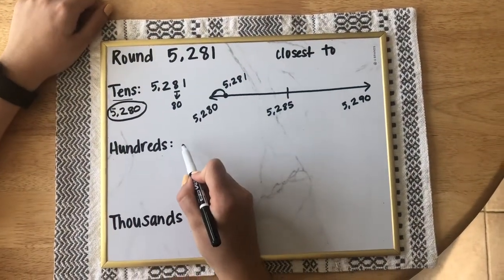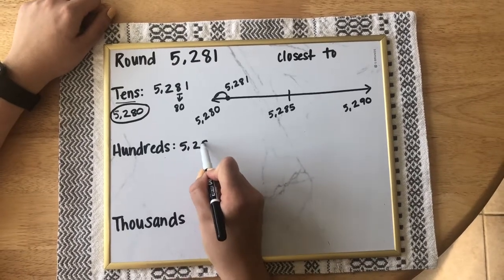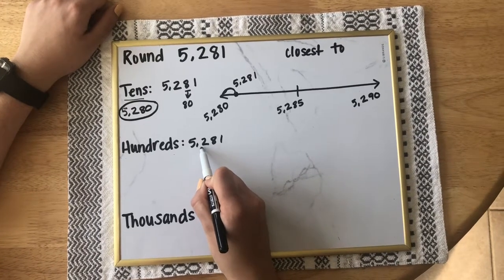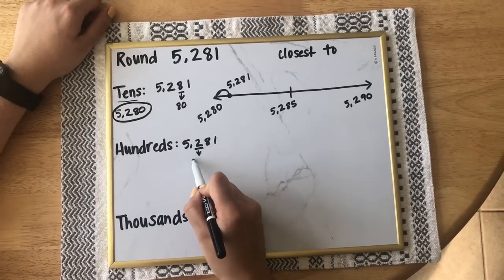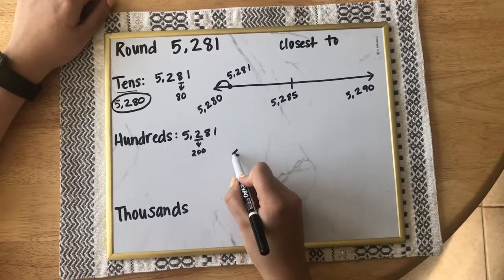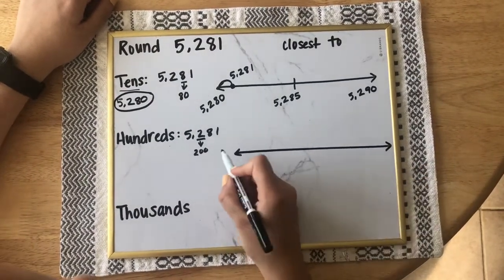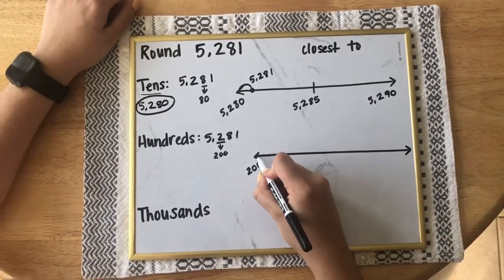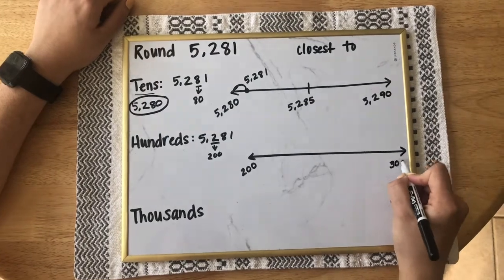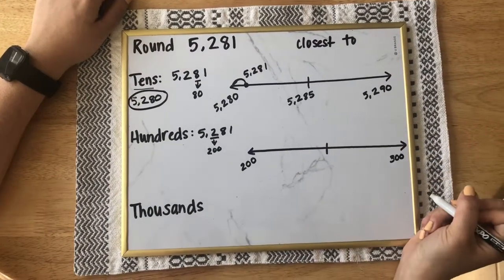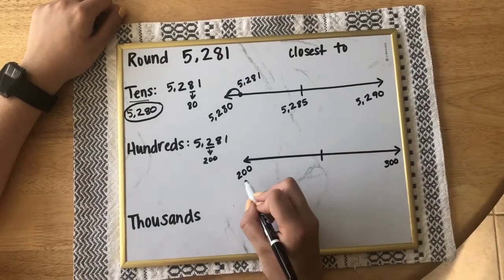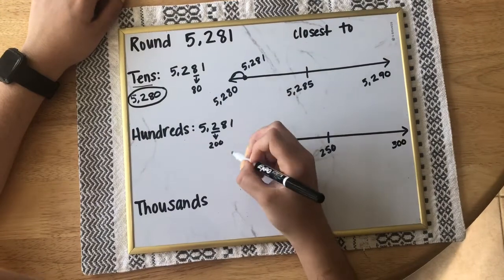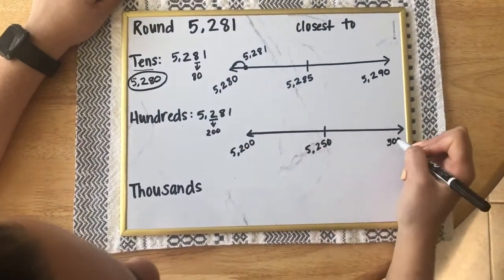Same thing is going to happen when we're looking at our hundreds. This time though, we are no longer looking at the 8, we're looking at the digit 2, because the value of that 2 is 200. We're going to go ahead and create our number line. And we know that the 2 is really 200, and our next 100 is going to be 300. Half benchmark. Well, what is halfway between 200 and 300? That would be 250. And then you want to include your 5,000 as well.